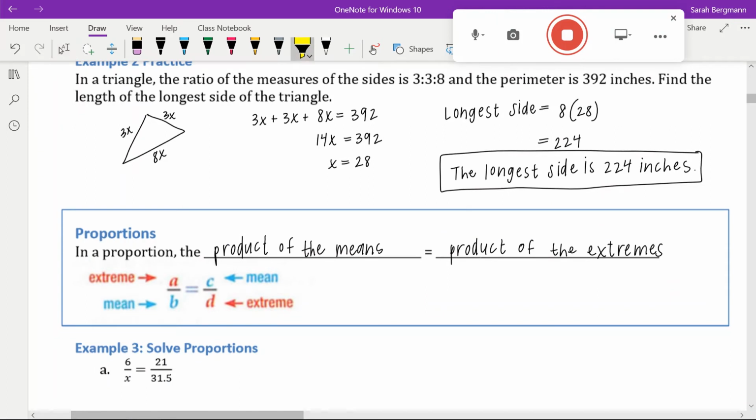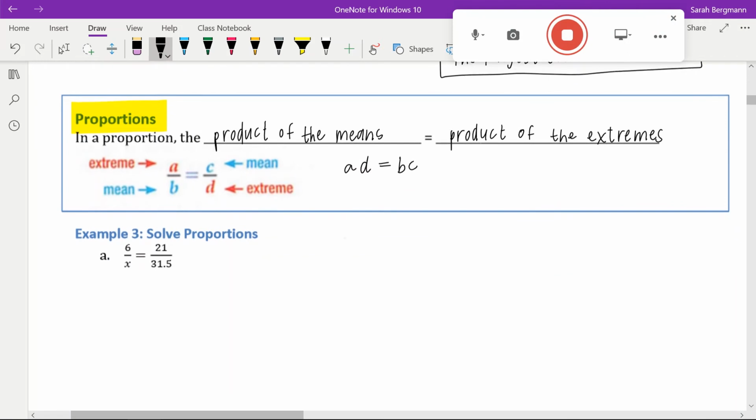Now let's talk about solving proportions. A proportion is two ratios equal to one another. So in a proportion, the product of the means are equal to the product of the extremes. So you've probably heard of this, cross multiplying. We know that in this proportion, A times D should be equal to B times C.